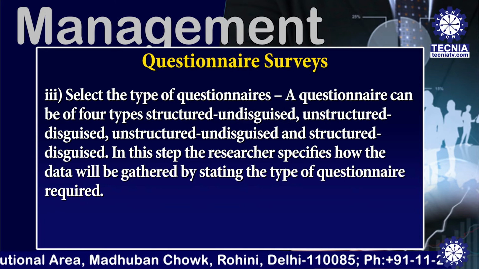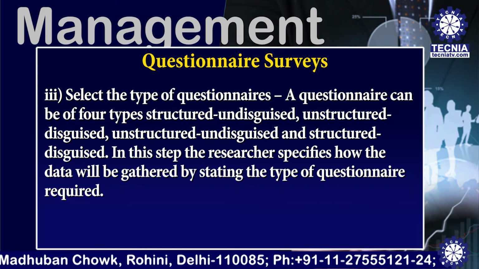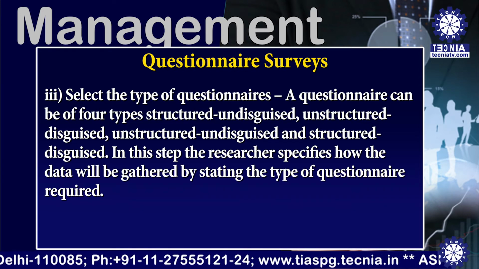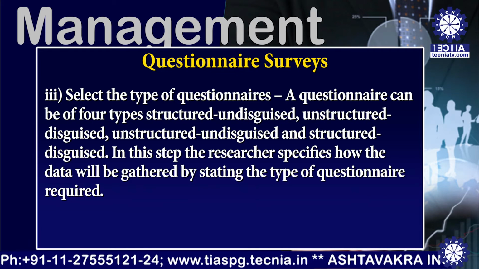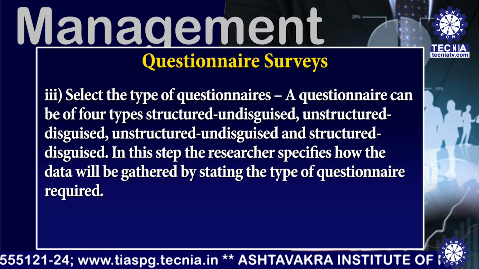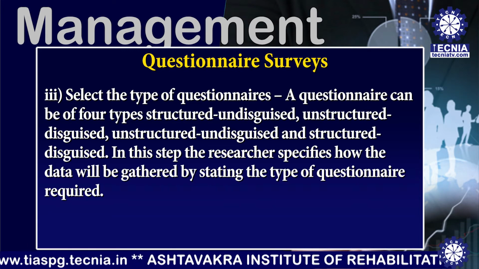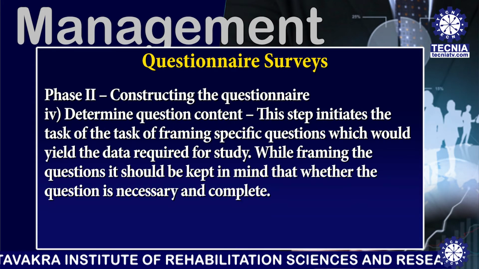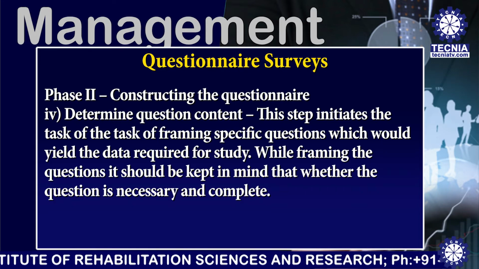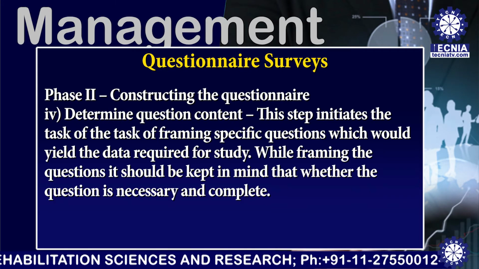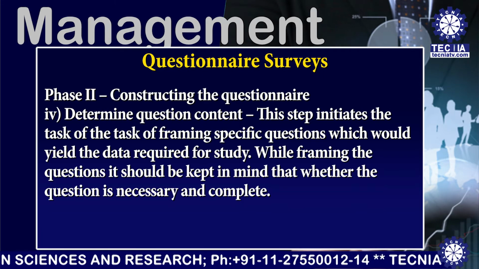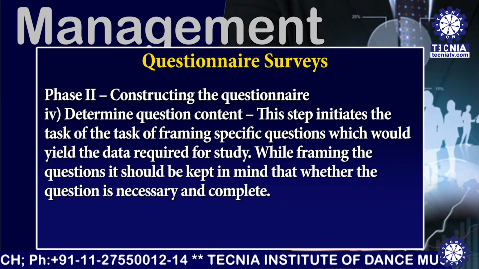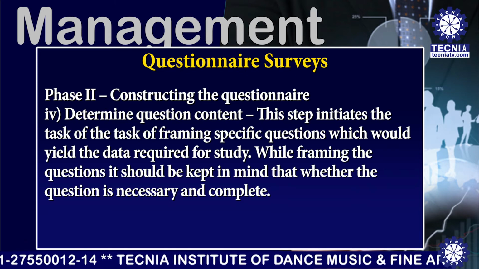A questionnaire can be of four types: structured undisguised, unstructured disguised, unstructured undisguised, and structured disguised. In this step, the researcher specifies how the data will be gathered by stating the type of questionnaire required. Now, phase 2, which is constructing the questionnaire, consists of steps. First one, determine question content. These steps initiate the task of framing a specific question which would yield the data required for the study.